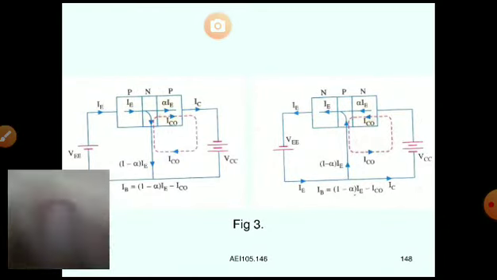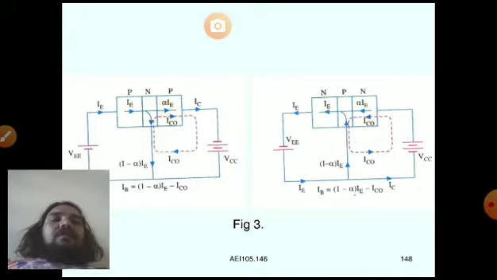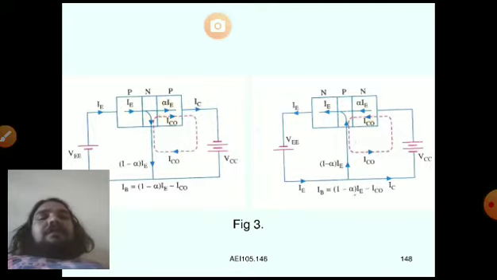Look at the diagram. Base current IB is equal to (1 minus alpha) into IE minus ICO in a PNP transistor. In an NPN transistor, IB is equal to (1 minus alpha) into IE minus ICO, where IC is the majority charge carriers of the collector, IE is the emitter current, and alpha is the quality factor.